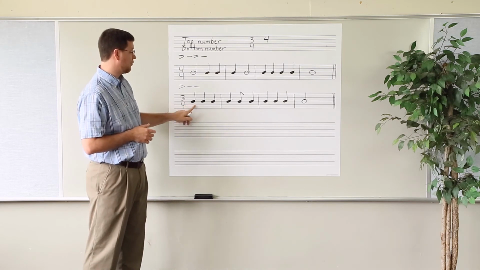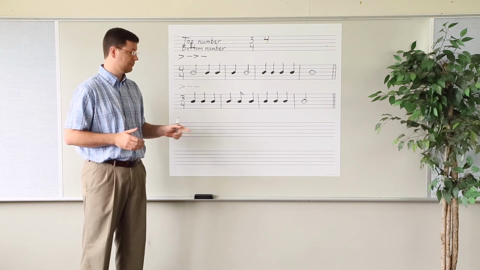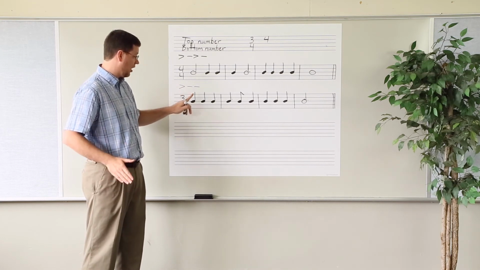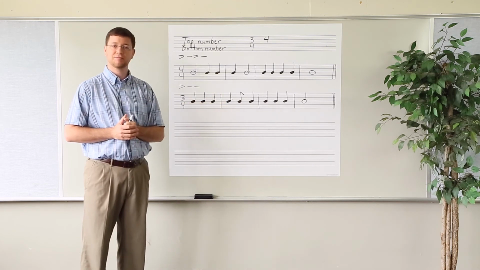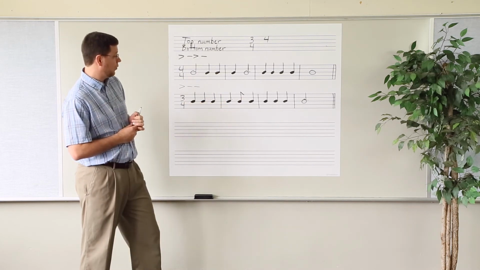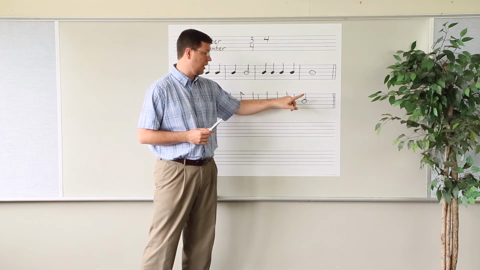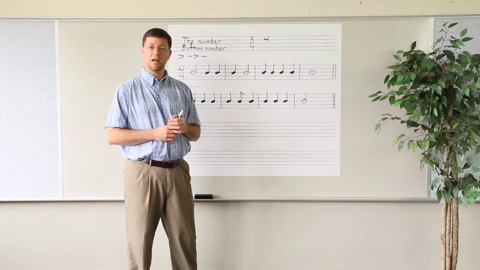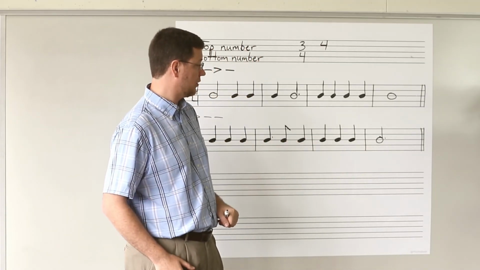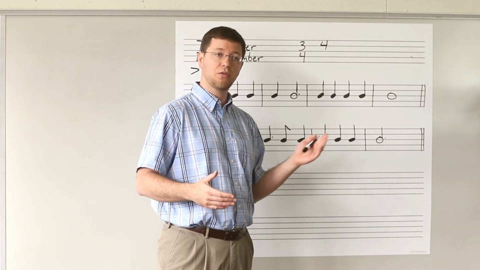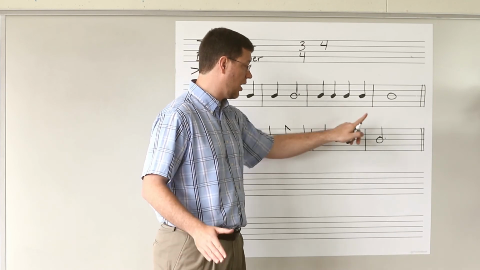So, if we sing Father All Glorious on rhythm syllables, here's what it sounds like. Ta, ta, ta, ta, dee, ta. And now, we get to the end of the song, Ancient of Days, and we have 3 quarter notes and another dotted half note. Let's sing that on the rhythm syllables. Ta, ta, ta, ta.